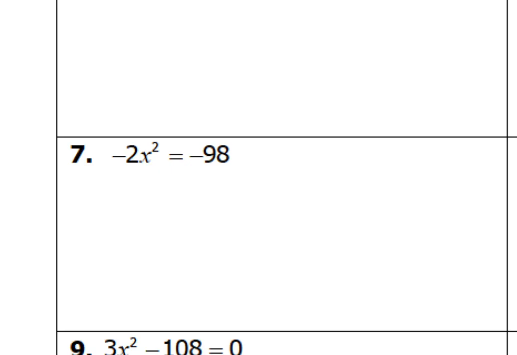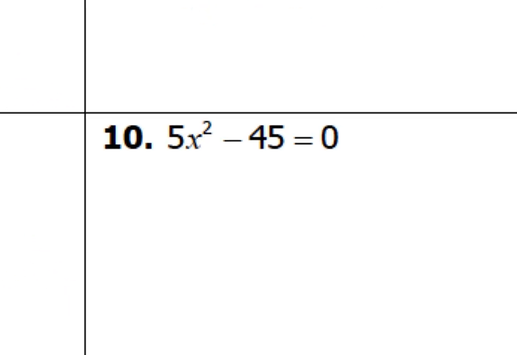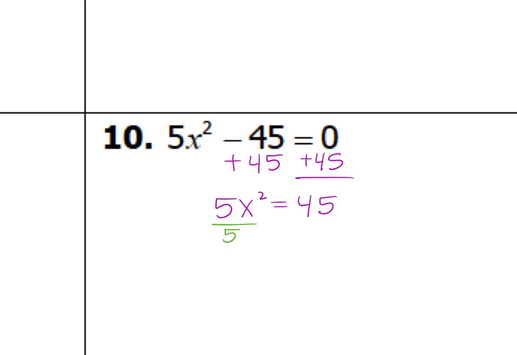Okay, go to number 10. On number 10 here, is your x squared isolated? No. So what is our first move to isolate x squared? Plus 45. We're going to add 45. Now we have 5x squared equals 45. Is x squared isolated? No. What do we have to do? Divide. Do the opposite, right? Right now it's multiplication, so we're going to do the inverse, and we're going to divide.